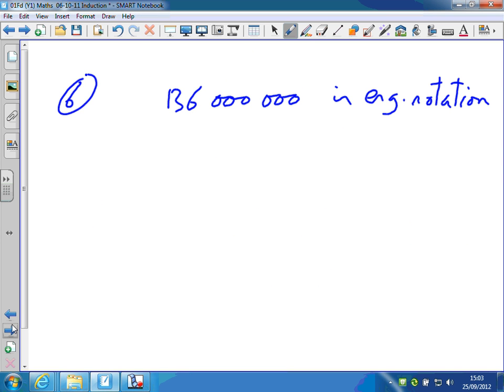Engineering notation is something we use an awful lot in all the other units. We're talking about very large numbers, very small numbers, so we use engineering notation. Are you familiar with it? Right, that's in engineering notation. Okay?